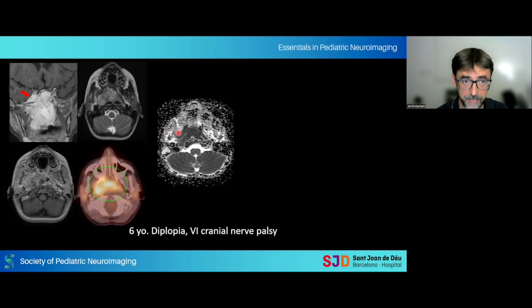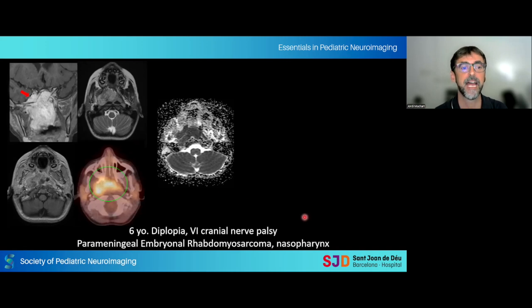They can see that there is restricted diffusion and avid FDG uptake. So this is an aggressive lesion, and this is a rhabdomyosarcoma. Here it arises from the nasopharynx, but very high up, and it expands into the skull base. This is called a parameningeal rhabdomyosarcoma. We'll focus on that later.